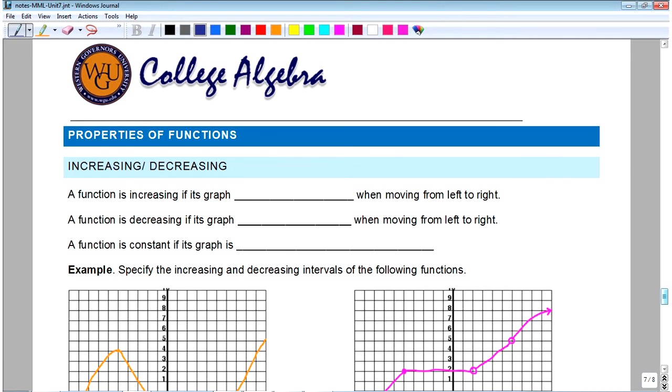First, we're looking at what it means for a function to be increasing or decreasing. A function is increasing if its graph rises when moving from left to right. A function is decreasing if its graph falls when moving from left to right. A function is said to be constant if its graph is horizontal.